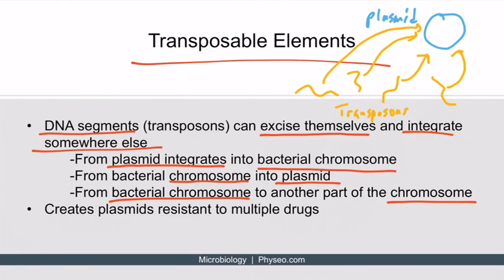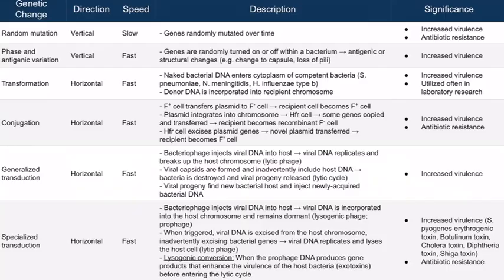We'd end up having a plasmid that looks like this. And imagine if each one of those transposons carried an antibiotic resistance gene. That's terrifying. So what's the significance of transposable elements? Well, they can create plasmids that are resistant to multiple drugs. This whole table discusses how bacteria can exchange genes to increase their virulence. Now let's talk about the opposite, how they can lose virulence.